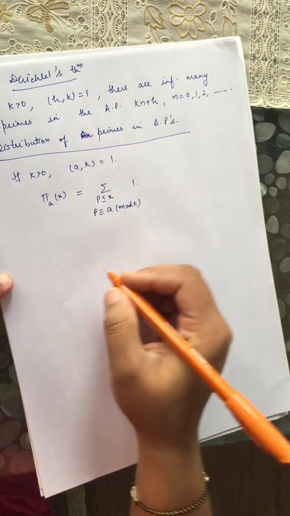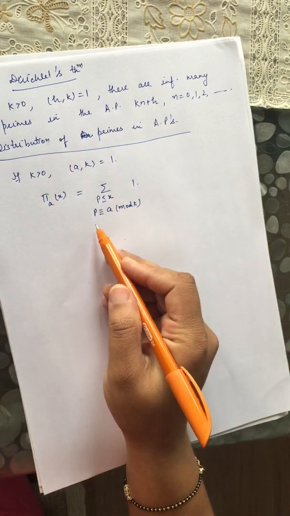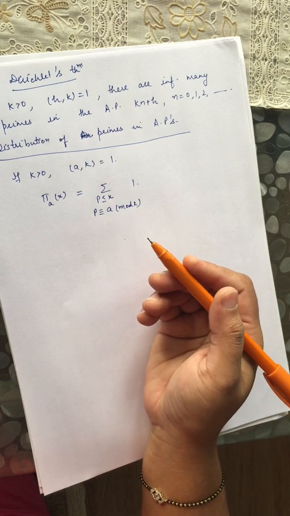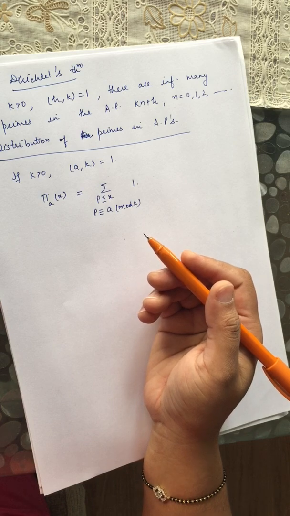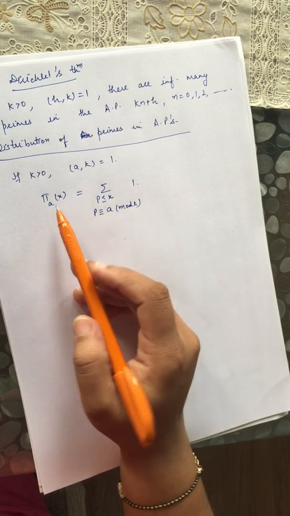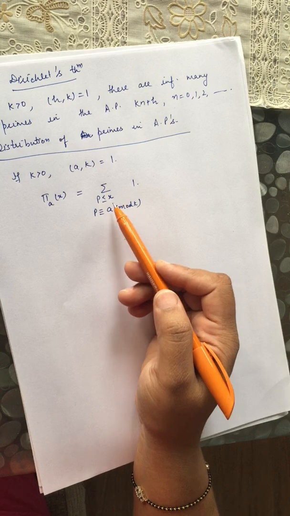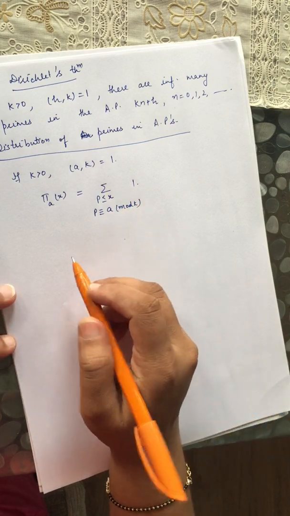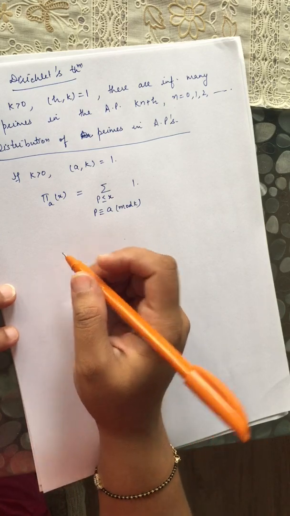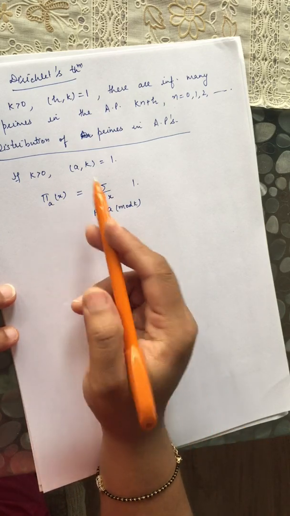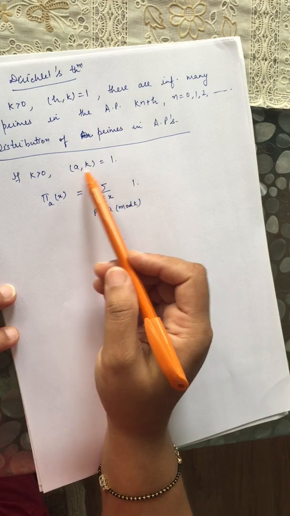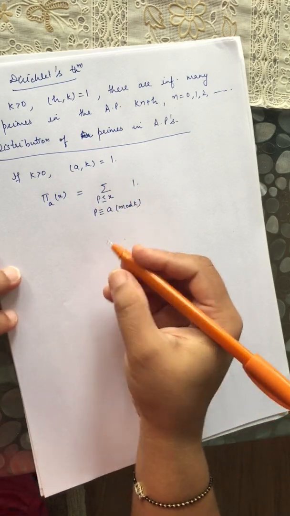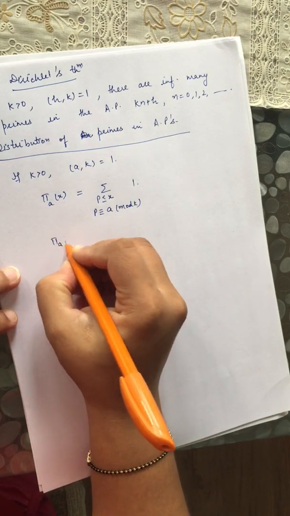That means summation 1 for all the primes p less than or equal to x which are congruent to a modulo k. Actually we have defined pi(x). Pi(x) is the number of primes less than or equal to x, and pi_a(x) is the number of primes less than or equal to x which are congruent to a modulo k. Now we know from Dirichlet's theorem that there are infinitely many primes if these are co-prime to each other. So it means pi_a(x) tends to infinity as x tends to infinity.